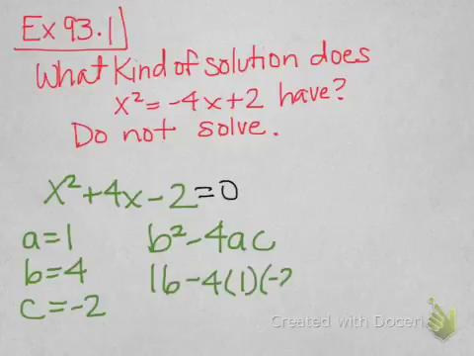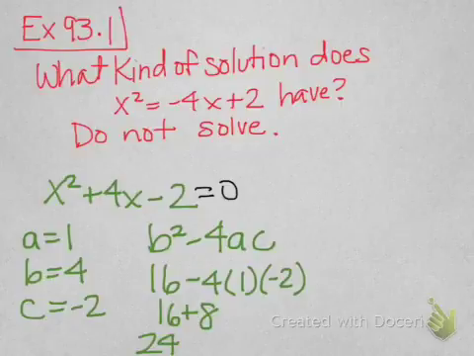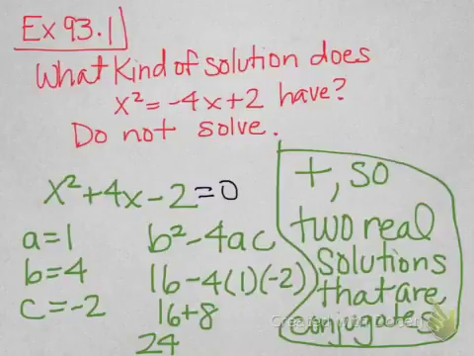So b squared is 16 minus 4 times 1 times negative 2. So we get 16 plus 8, which is 24. This is a positive number. So since it's positive, we know we have two real solutions that are conjugates. You don't necessarily need the conjugate part. You can just say two real solutions.